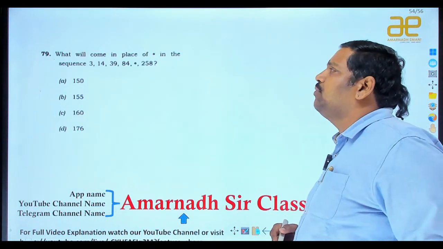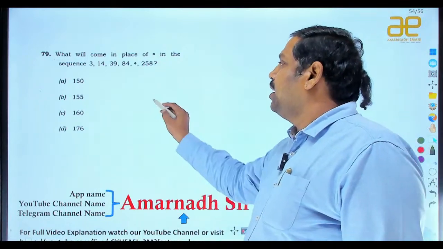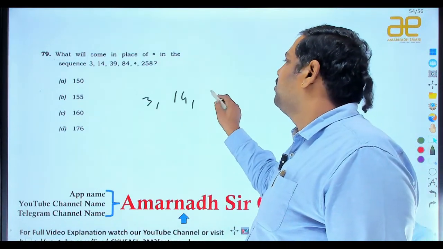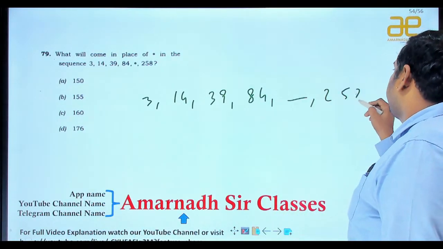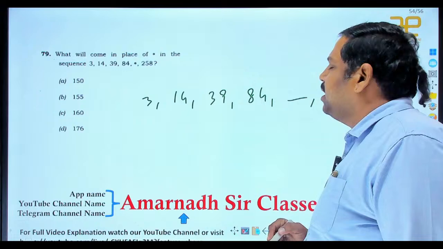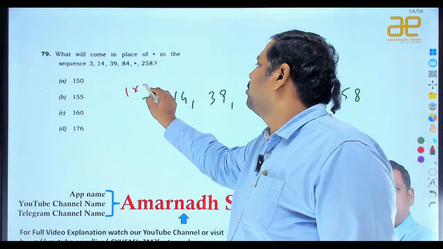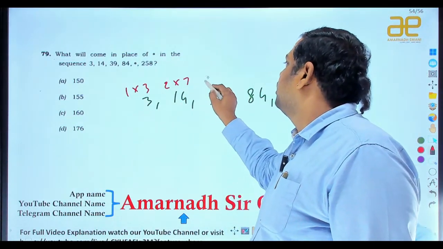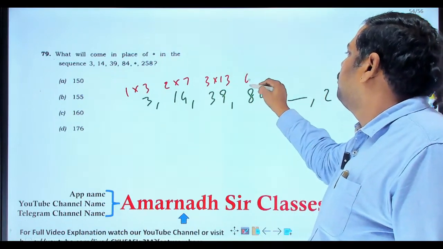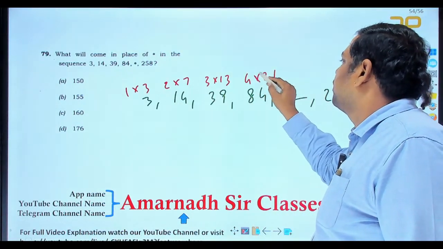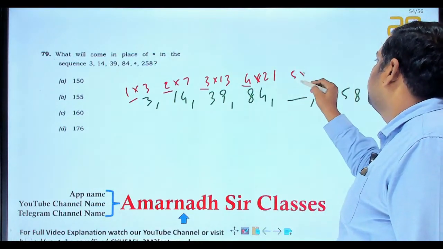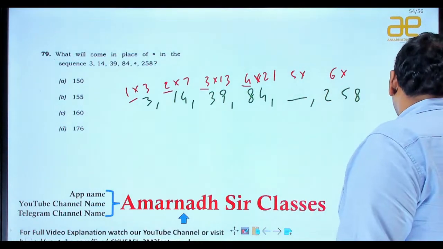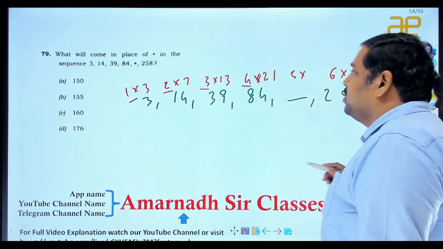What will come in place of the question mark in the sequence? This is a beautiful question. I don't say that this is a difficult one, but I can say that this is a beautiful question. 258. This is nothing but 1 into 3, 2 into 7, 3 into 13, 4 into 21. So observe the first numbers: 1, 2, 3, 4, means the next one will be 5, and this will be 6.